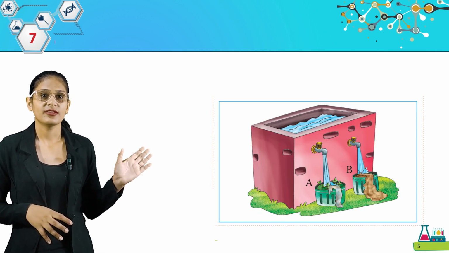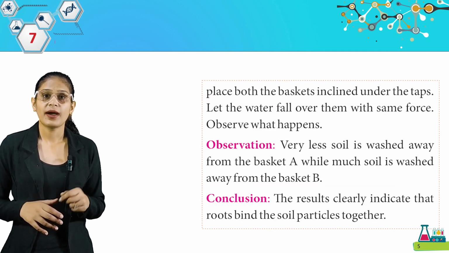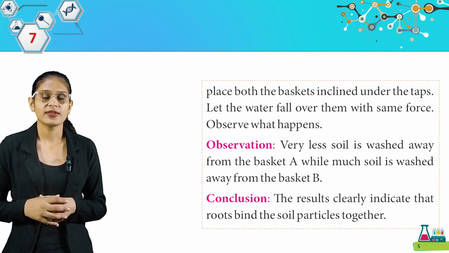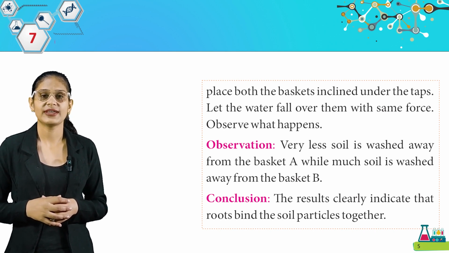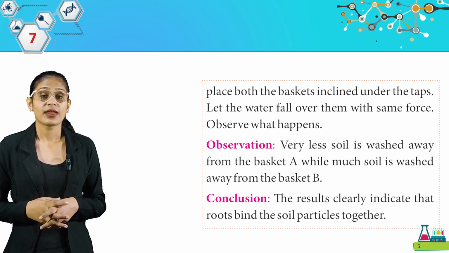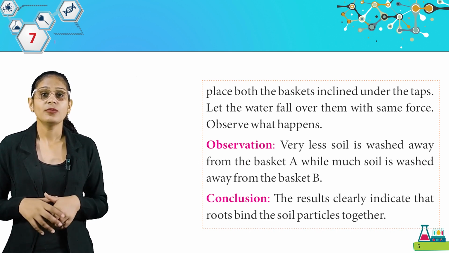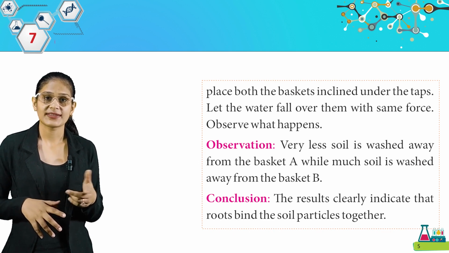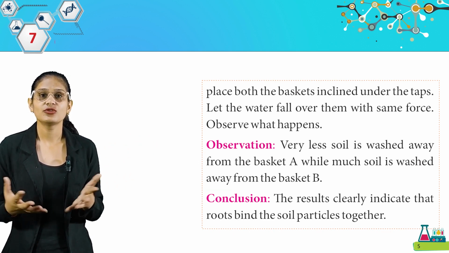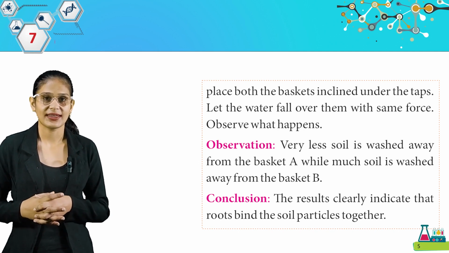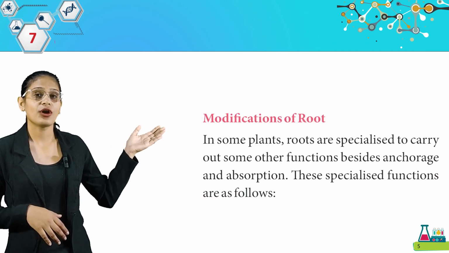Now, look at this picture. That's how you can water your plants. Place both the baskets inclined under the taps. Let the water fall over them with the same force. Observation: what happens? Very little soil is washed away from basket A, while much soil is washed away from basket B. Conclusion: the result clearly indicates that roots bind the soil particles together. Get it, students?